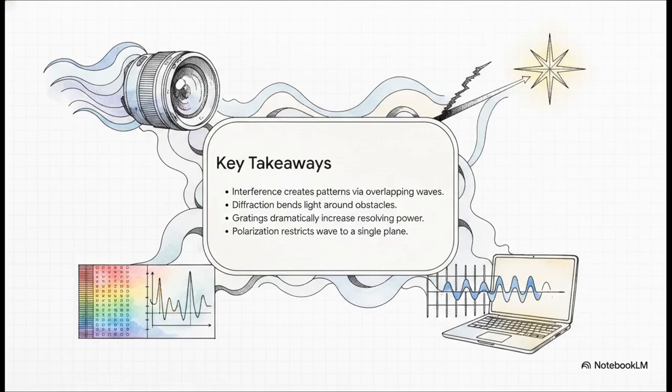1. Interference creates distinct bright and dark patterns via overlapping waves, just like Newton's air film experiments proved. 2. Diffraction, thanks to Grimaldi, proves light actually bends around obstacles and slits. 3. By engineering diffraction gratings, we dramatically increase our resolving power, turning wide blurs into insanely sharp, measurable data points. And 4. Polarization allows us to restrict a wave's physical vibration to a single plane.